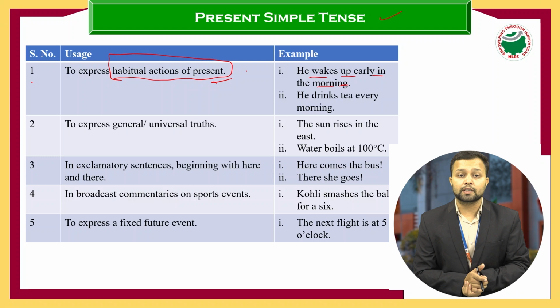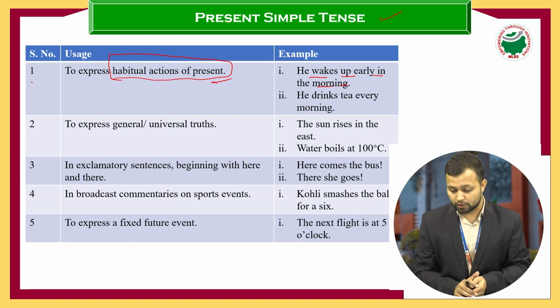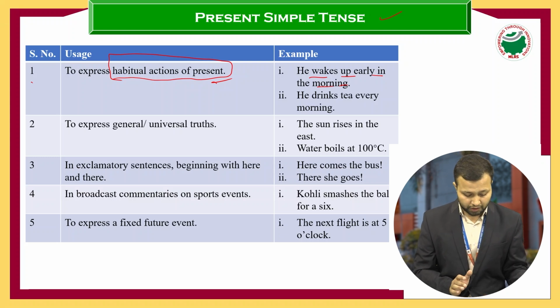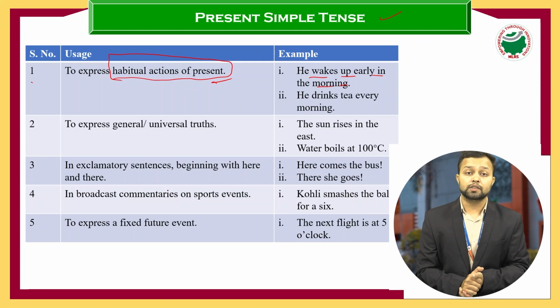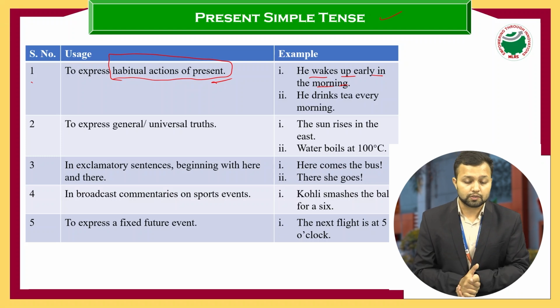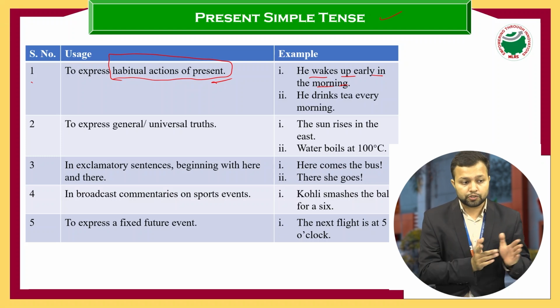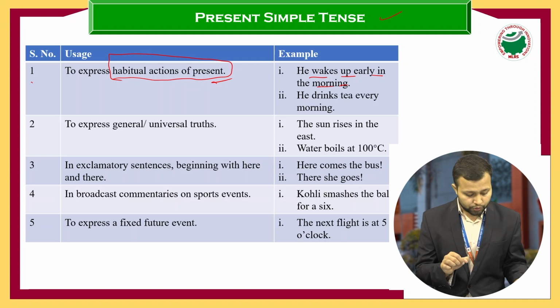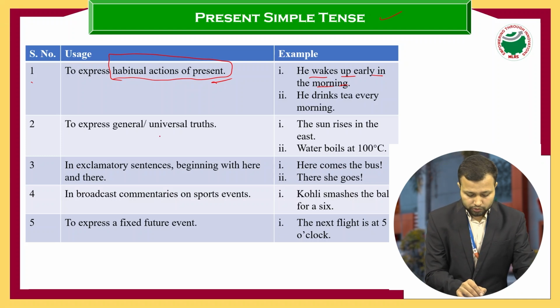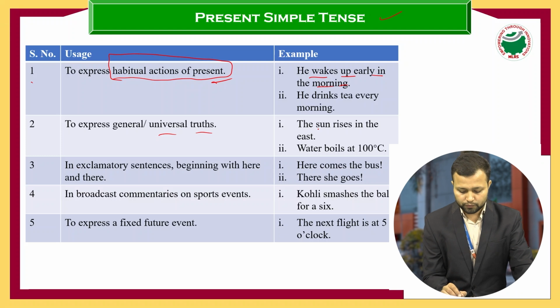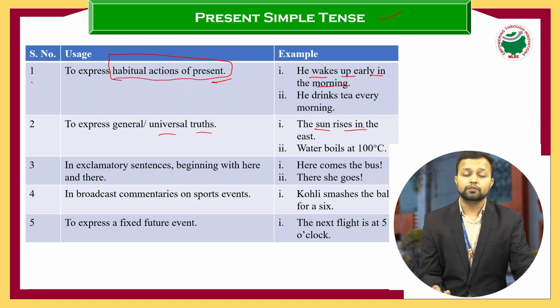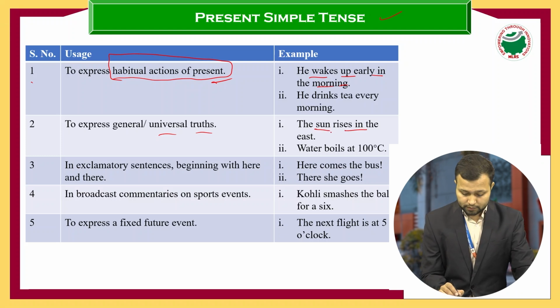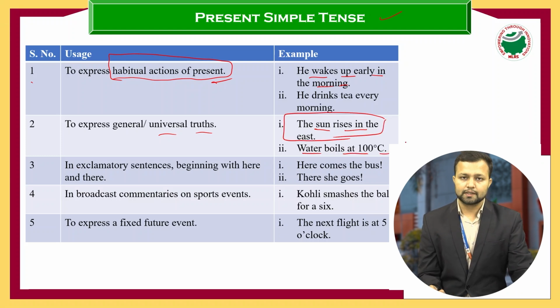Next, to express general or universal truths. This is a good term, general or universal truths. What do we mean by universal truths? The truths which were true in the past, will be true in the future, and are true in the present. So to express general or universal truths, for example, the sun rises in the east. In the same way, water boils at 100 degrees Celsius.